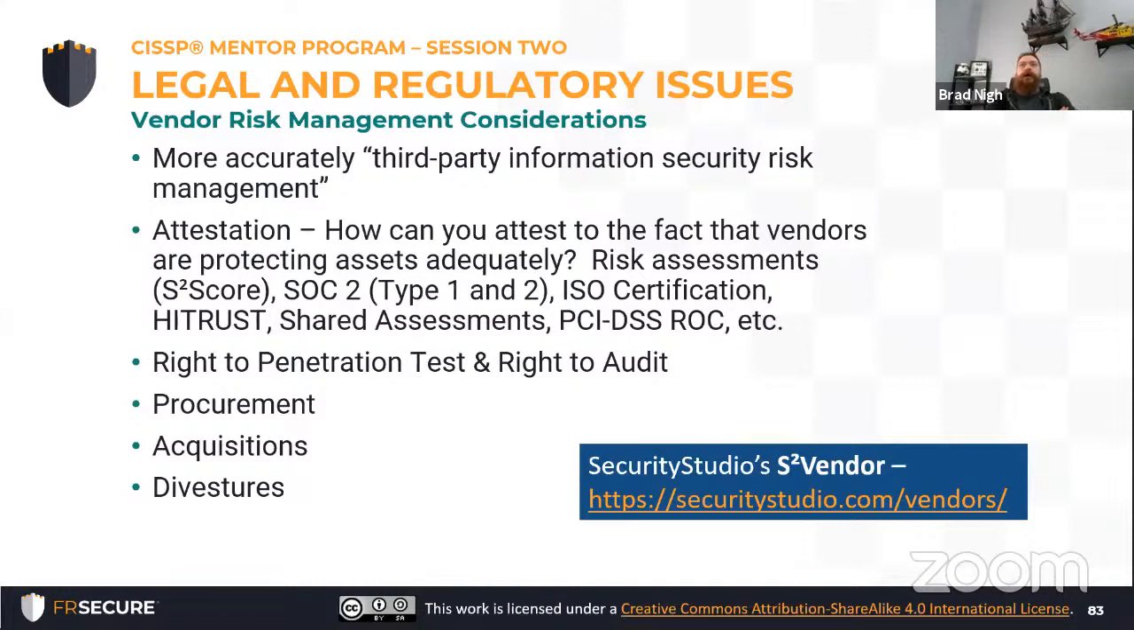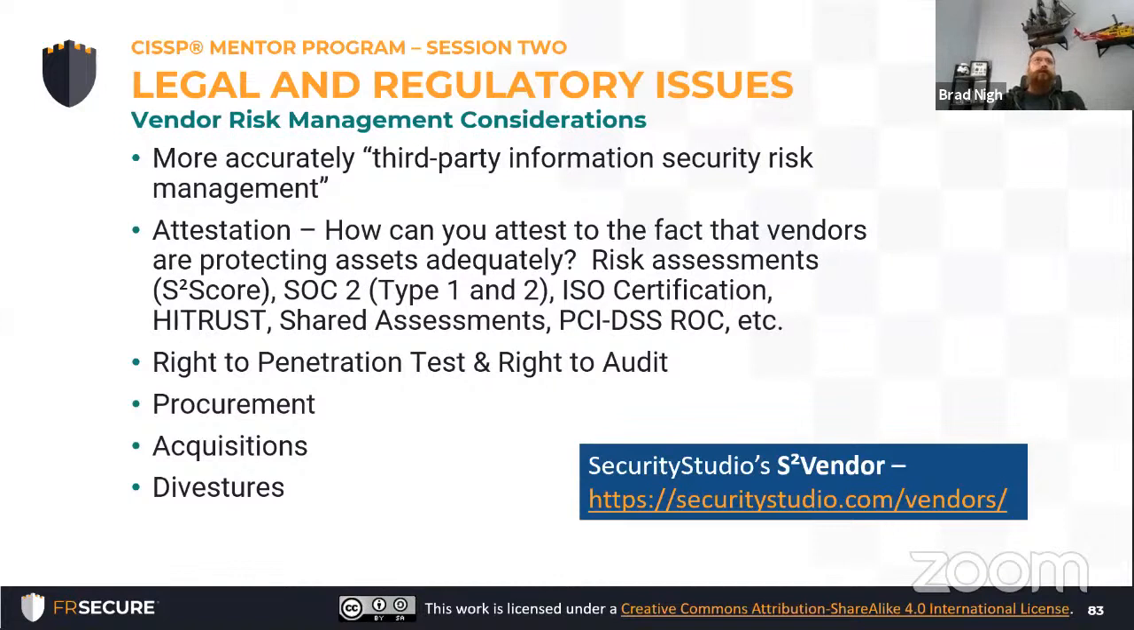All right. Vendor risk management considerations. See, I got S2 vendor here. I missed it on that other one. Very disappointed. All right, so it really should be considered third-party information security risk management, but a lot of people say vendor risk management, but it's really any of your vendors. Think of this with the Target breach, right? Their HVAC vendor was their third party. That's how they got in.